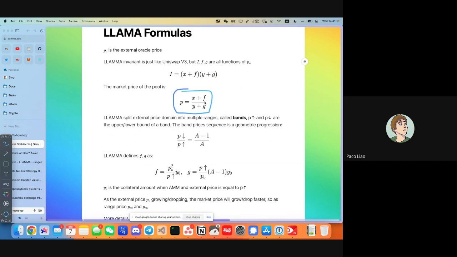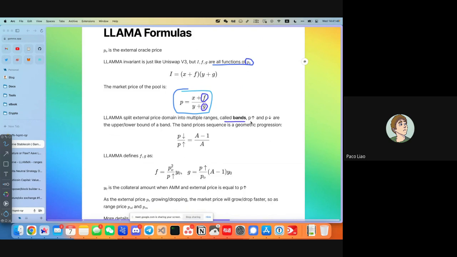And since F and G are functions of PO, F and G will automatically change if the PO changes. So the pool price will change with external price change. And there's a P up and a P down. That means the bands on the external price domain. So Llama split the external price domain into multiple ranges called bands, just like I showed before.